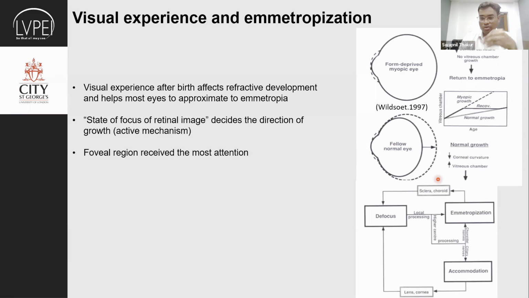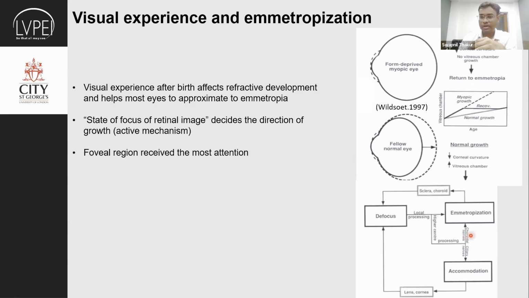Now if you focus on the feedback loop of emmetropization, the defocus is generally taken as a local processing, so that signals the emmetropization. But since emmetropization is a feedback loop, it gets signals from the choroidal nerves, ciliary nerves, and then there is the role of accommodation. There is a change in the lens, a change in the cornea, and then it modulates how much the defocus is in the visual system.